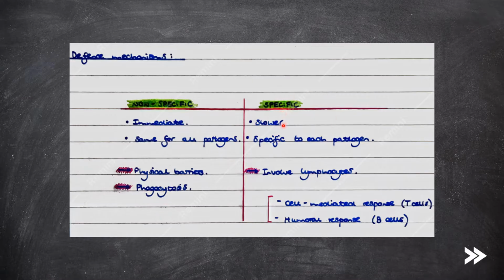Specific mechanisms, in contrast, are slower. They are specific to each pathogen and involve lymphocytes. The two types of specific response are the cell-mediated response and the humoral response, which we'll go on to talk about in more detail later on.